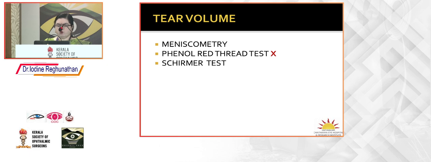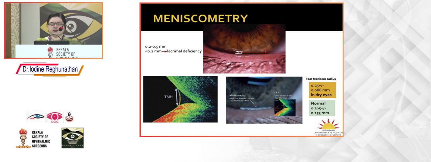And the tear volume, the key tests are meniscometry and Schirmer test. Meniscometry is the tear meniscus height, which is measured with special instruments. Normal is 0.2 to 0.5 millimeters, and less than 0.2 millimeters indicates lacrimal deficiency. Similarly, we can measure the reflection from the convex tear meniscus surface. The tear meniscus radius can be measured with OCT, and it's typically lower in dry eye patients.